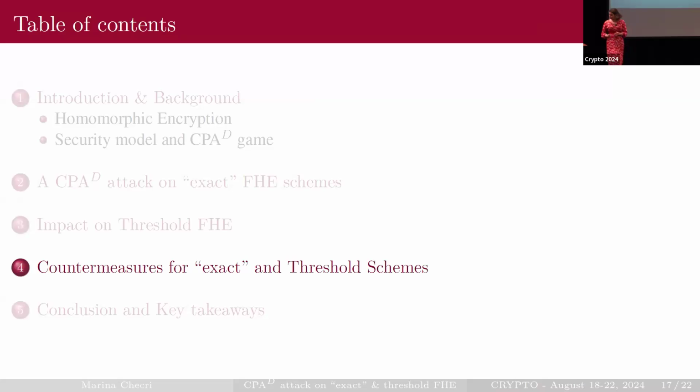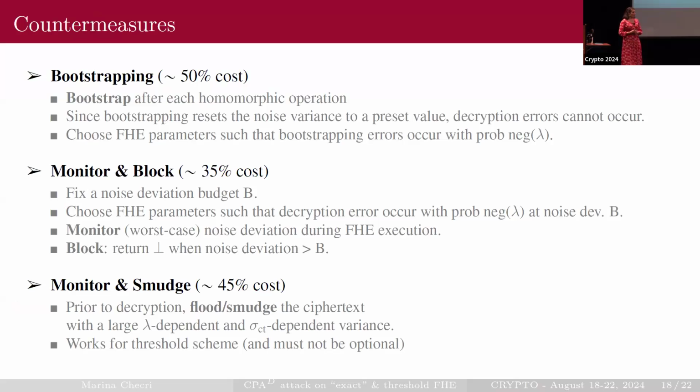Okay, and so I still have a little time to talk about countermeasures. So we just listed three countermeasures against our attack. They aim to ensure that an attacker has a probability negligible in lambda to observe an exploitable decryption error. And so they are not optimal, but just sufficient to prevent our type of attacks. The idea behind the first one is quite simple. As our type of attacks does not work on correct schemes, we should make the FHE schemes correct.